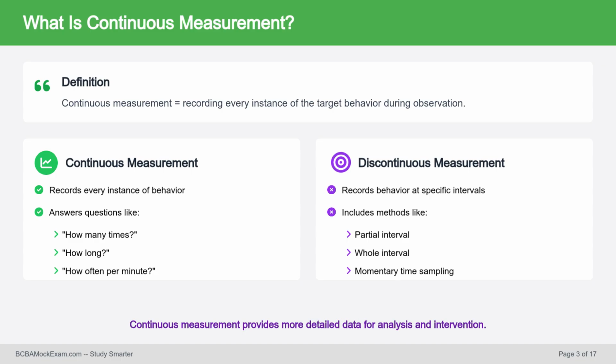Continuous measurement means recording every instance of the target behavior during the observation period. With this method, you can answer questions such as how many times it occurred, how long it lasted, and how often per minute it occurred. This differs from discontinuous measurement, which samples behavior at intervals, such as partial interval, whole interval, or momentary time sampling. On the exam, remember, continuous measurement captures all instances of behavior, while discontinuous measurement only checks at specific moments. Continuous measurement provides the richest and most complete data.